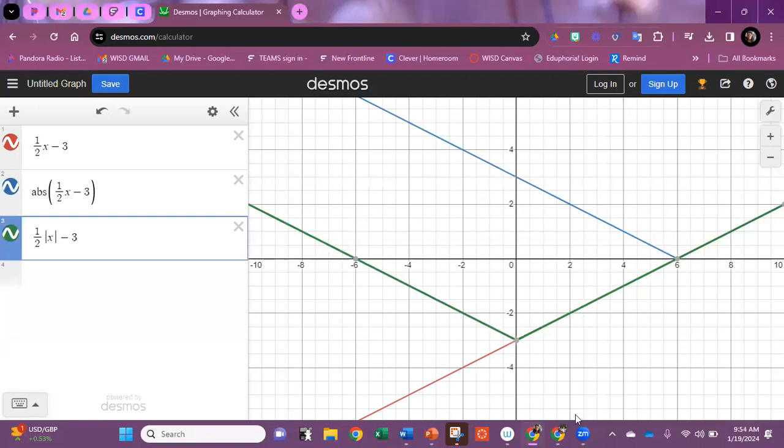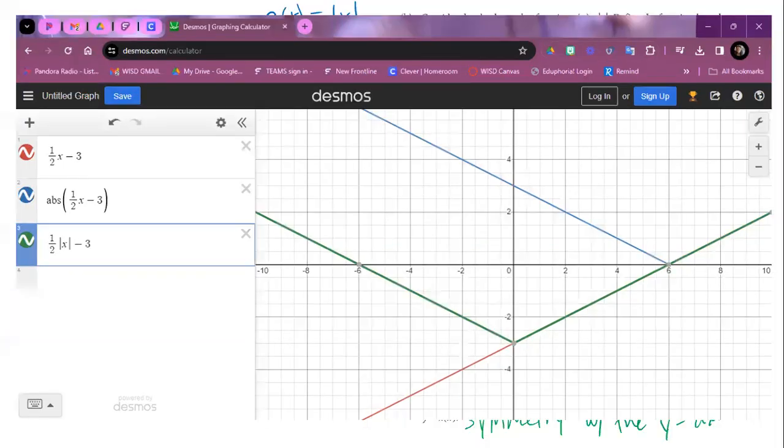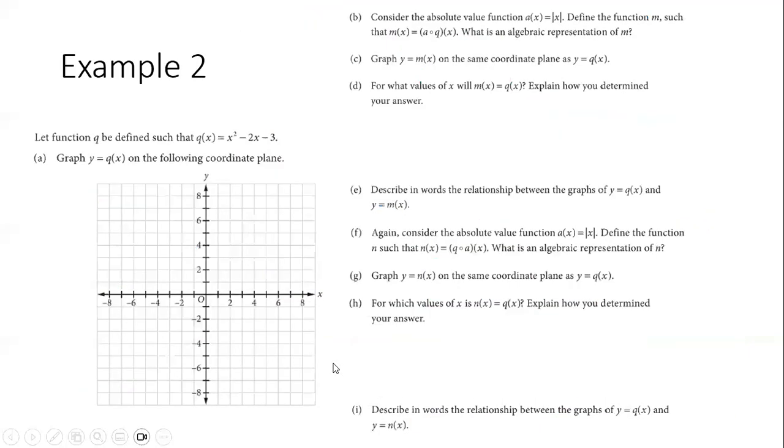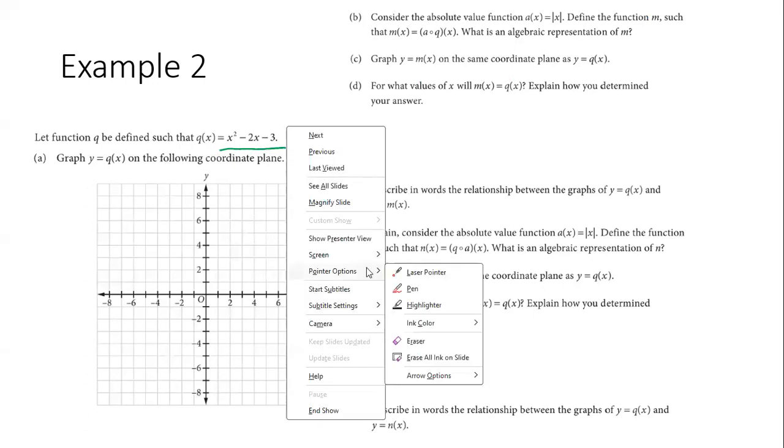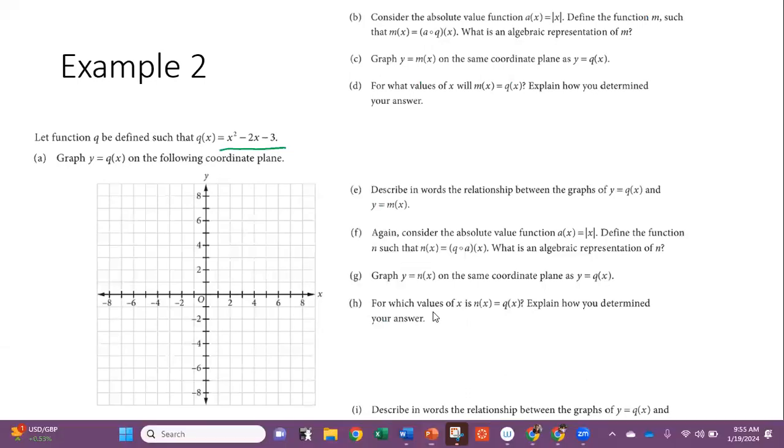All right. Next example, we're going to do completely in the calculator. But we're going to write it out. Example 2. Oh, Desmos, yeah. All right, so here we go. We have q of x equals x squared minus 2x minus 3. So we're going to graph q of x equals x squared minus 2x minus 3 in Desmos. Got it? Up first, go back to my Desmos.